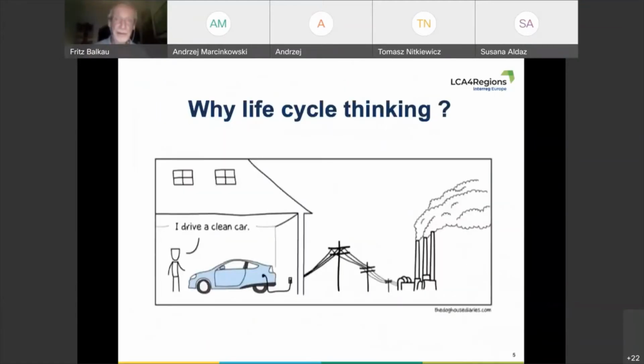Sometimes the question still comes up, why do we need life cycle thinking? I can think of no better slide than this one to say that a person who drives a clean car is usually unaware of the impact that the car has caused in other parts of the world, far from where he drives the car and often invisible. This is called the spillover effect, where in our attempt to achieve a cleaner result in one part of the world, we cause a problem somewhere else.